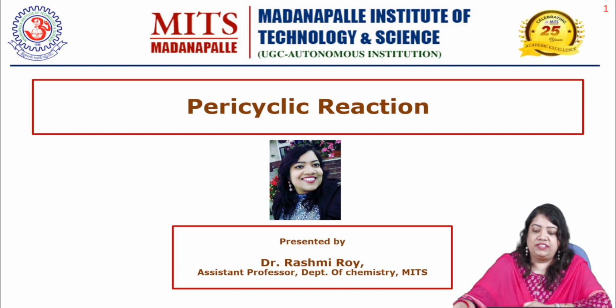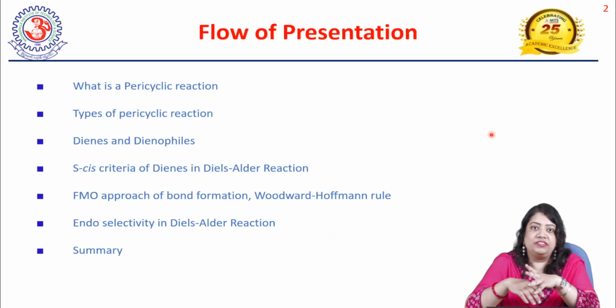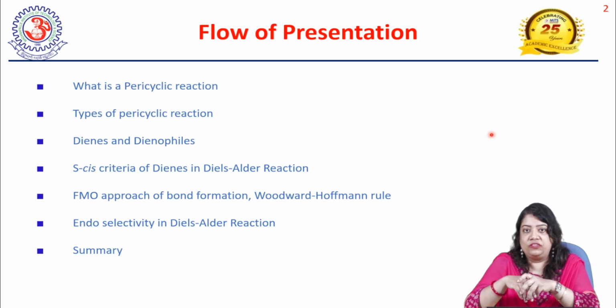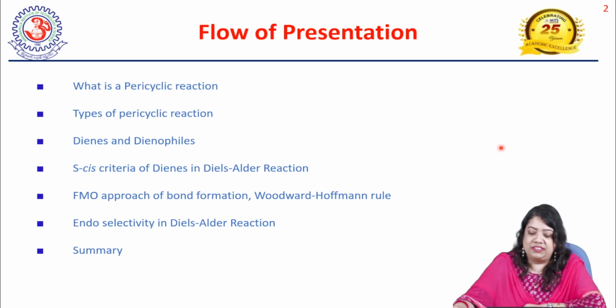So today, first we will discuss what a pericyclic reaction is. Then we will discuss the types of pericyclic reaction. What are dienes and dienophiles in the Diels-Alder reaction? And then the criteria of dienes in the Diels-Alder reaction. Next, I am going to discuss the frontier molecular orbital approach of bond formation and the Woodward-Hoffmann rule. And lastly, I will discuss the endo selectivity in the Diels-Alder reaction. And that's all about today's presentation.